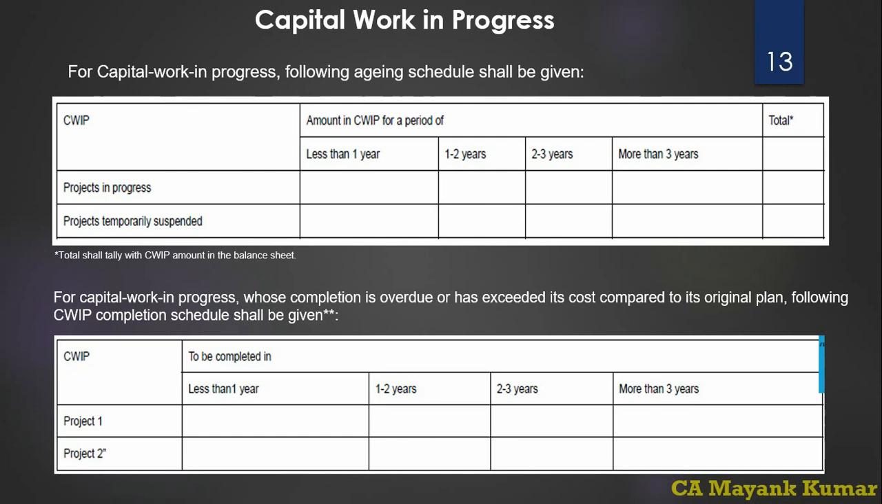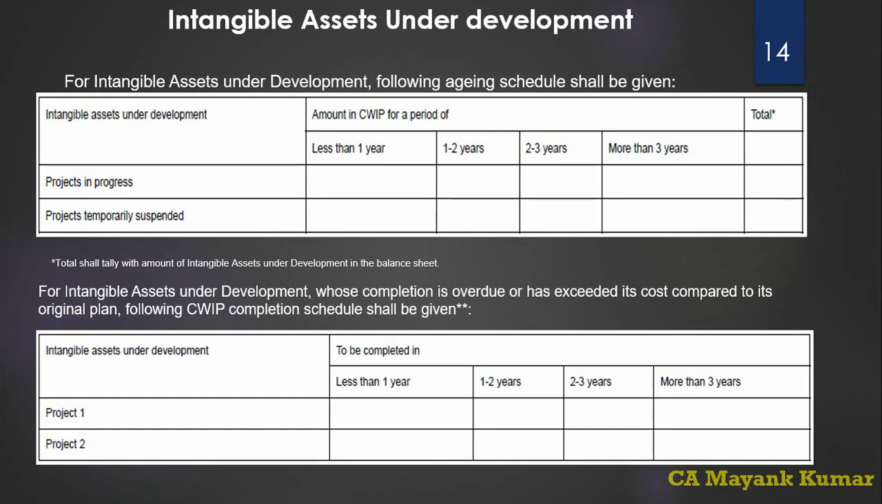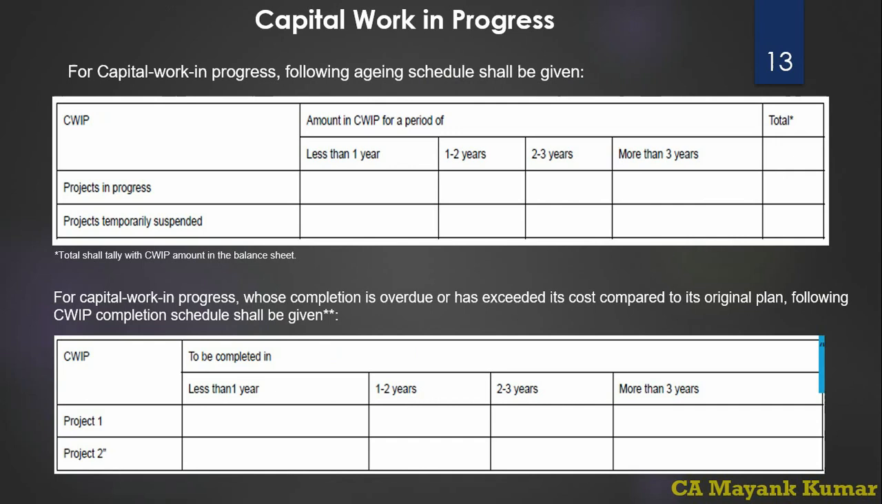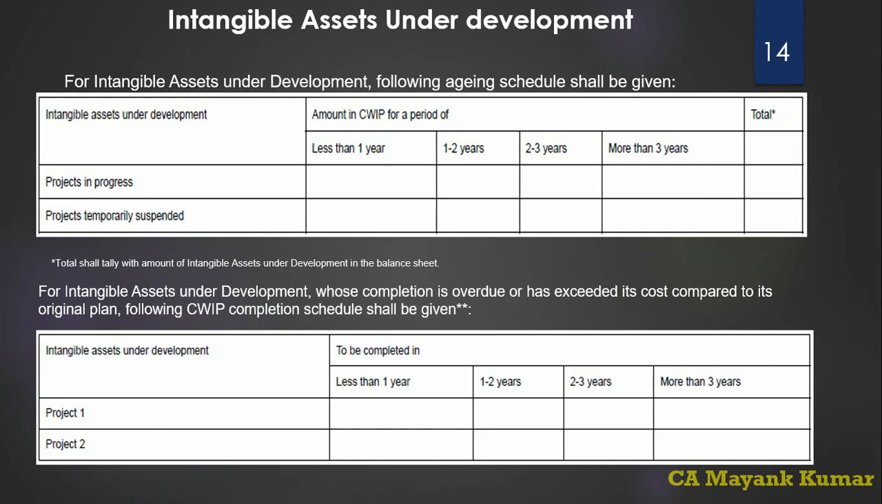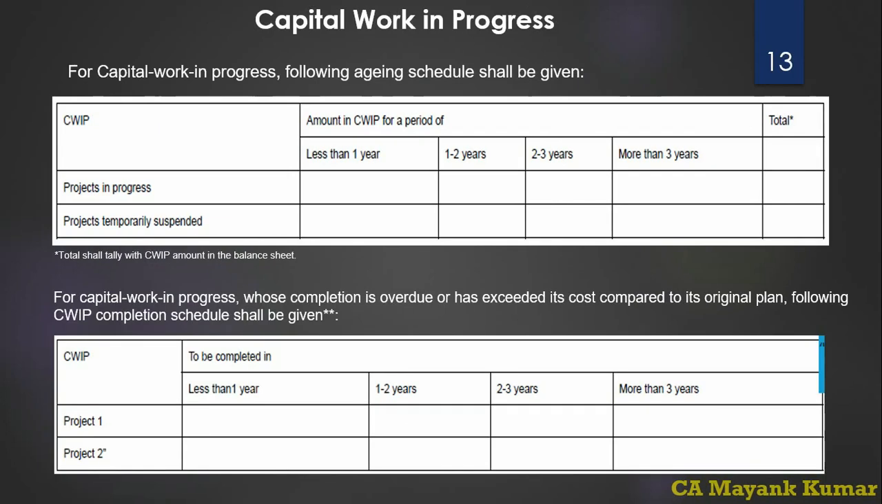Now, the next two slides relate to work in progress, either physical substance or non-physical substance. You all know what I mean: capital work in progress related to those assets which have physical substance, and intangible asset under development which do not have physical substance. Now, for these two types of assets, two tables have been added. The first relates to the aging schedule of those projects that are in progress, or those projects which have been temporarily suspended.